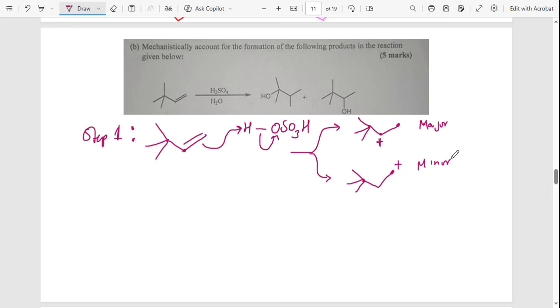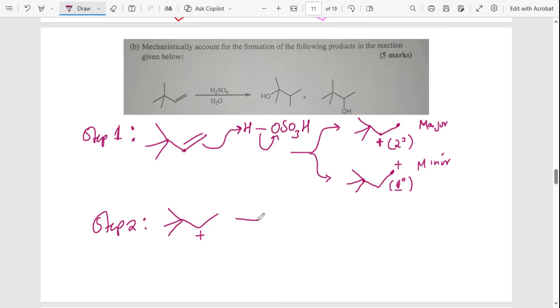What's the reason? This is a secondary carbocation, it's more stable than a primary carbocation, which is less stable. But of course, any one of them can form reactions. So in the next step, we'll go with the major product. Okay, so get the major product, which is like that. There's a positive charge here.